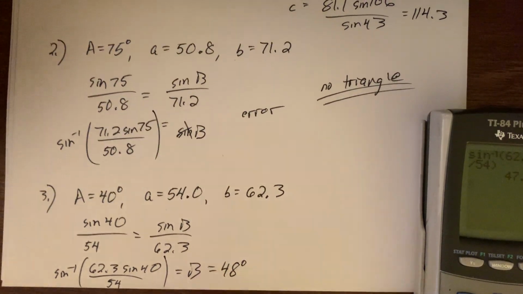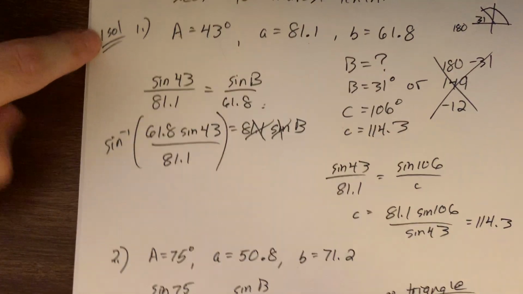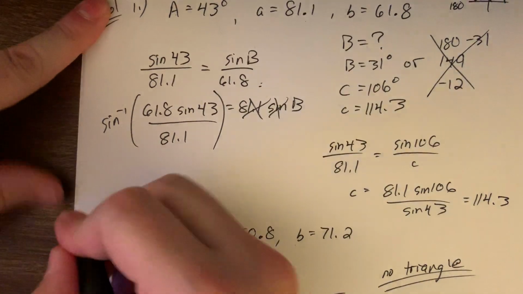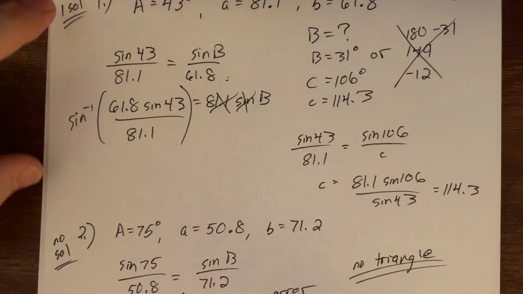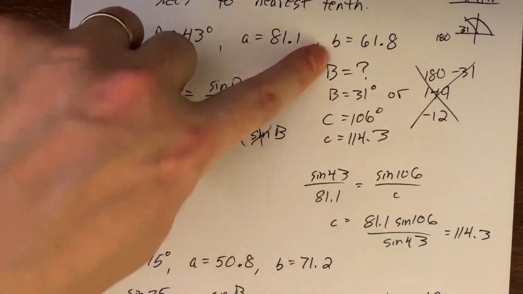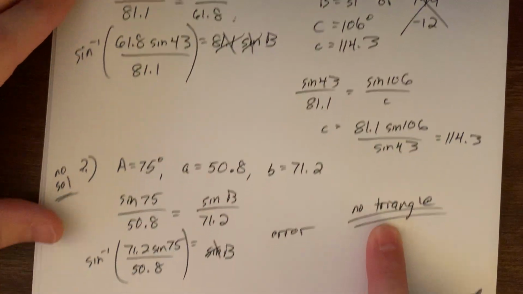Now I know there's at least one solution. That's what we had here. Oops, I should have made that note on the side, the no triangle. So this one had no solution. But ultimately, these were the answers to number 1. This was the answer to number 2.